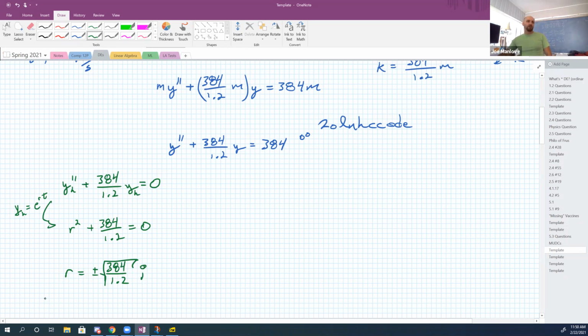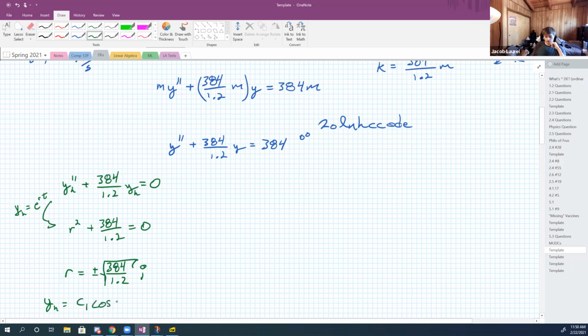So what does that mean my solution looks like? y homogeneous is what? C1, and I believe that's a cosine, and I believe that square root comes out to 8 root 5. Really? Yeah, the 1.2 divides evenly into 384. Oh, sick. All right, so I got 8 root 5 x.